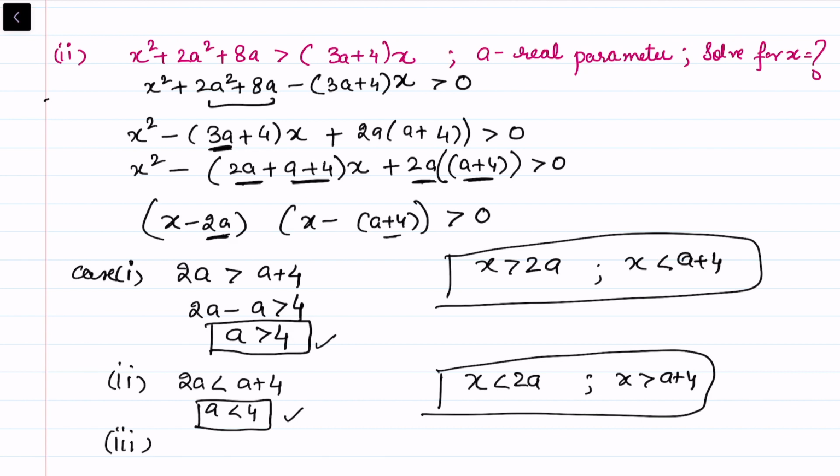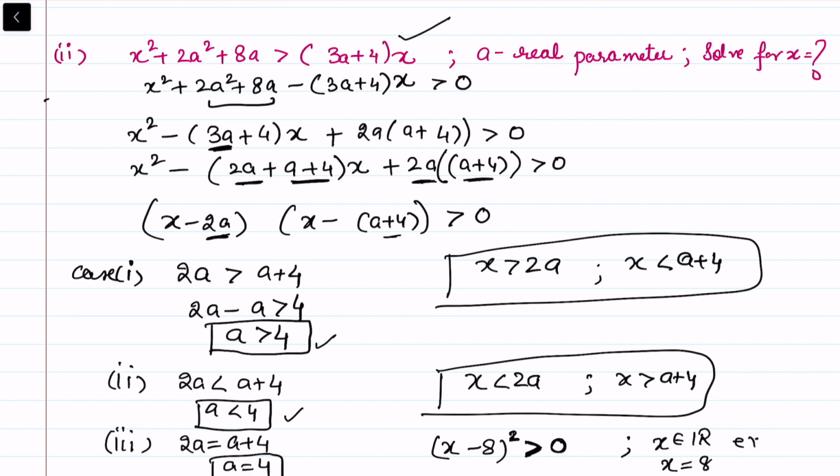Third case, when 2a is equal to a plus 4, or we say a is equal to 4. In this case, from the statement, we can see that this is (x minus 8) whole square greater than 0. Since we are taking a square, for all real numbers it is valid except when x is 8, because whenever x is 8, this square quantity will become 0 and we want it strictly positive. So for that case we have this as a solution.